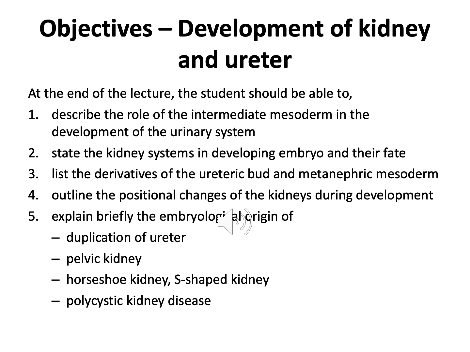And you should know the embryological origin of duplication of ureter, pelvic kidney, horseshoe kidney, S-shaped kidney and polycystic kidney disease. These are the common congenital anomalies due to some problems of development of the urinary system.